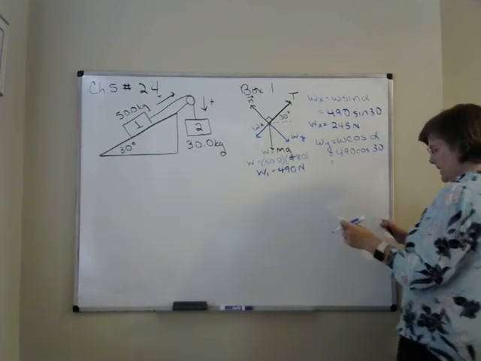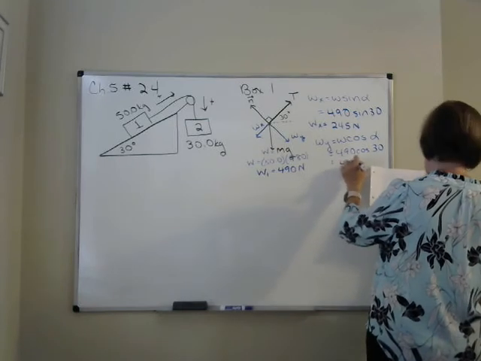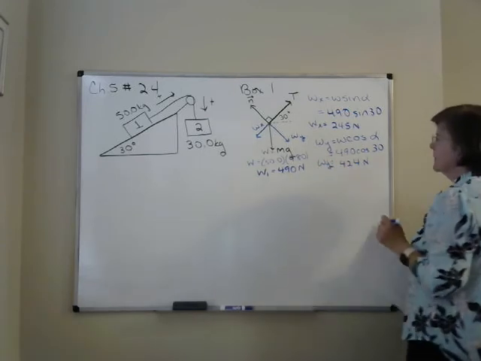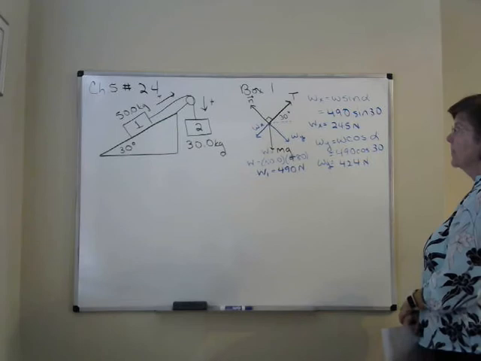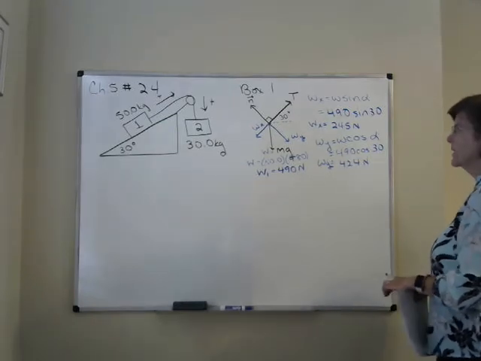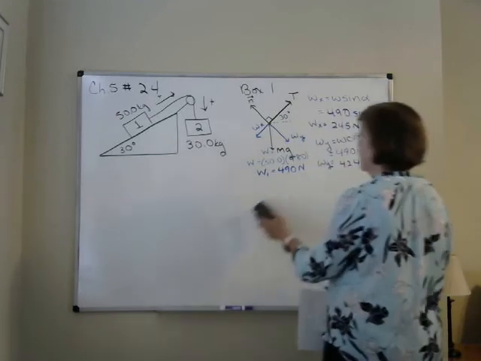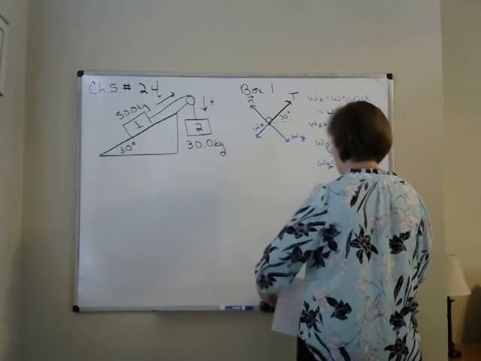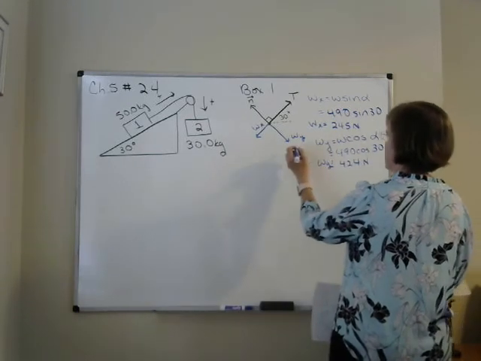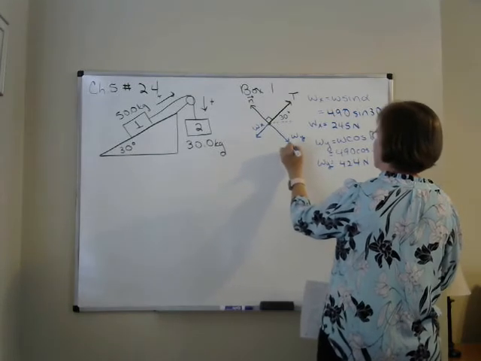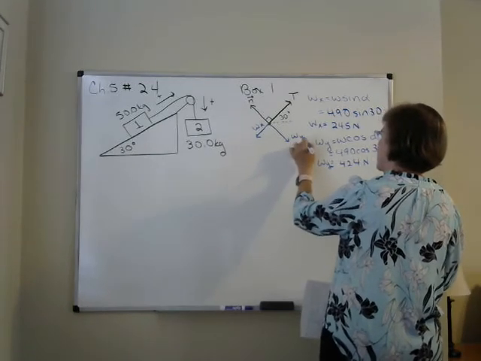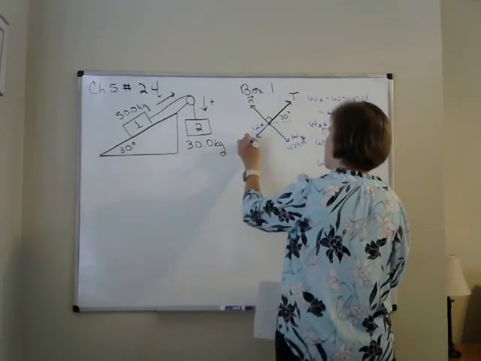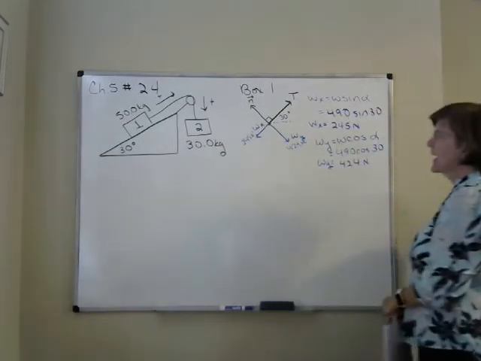And that comes out to be 424 newtons. Okay? Well, I know a lot of stuff now, and if I want to erase the original free body diagram with the 490 going down, I kind of have something that looks like this now. I'll clean it up. I know that this is 424. Most of the weight is still pressing against, and I know that this is 245. Okay, so I have some good stuff.